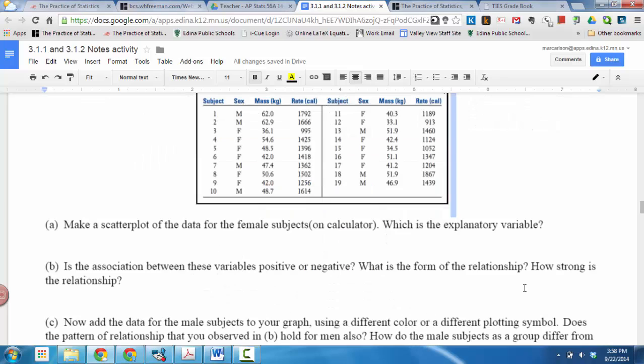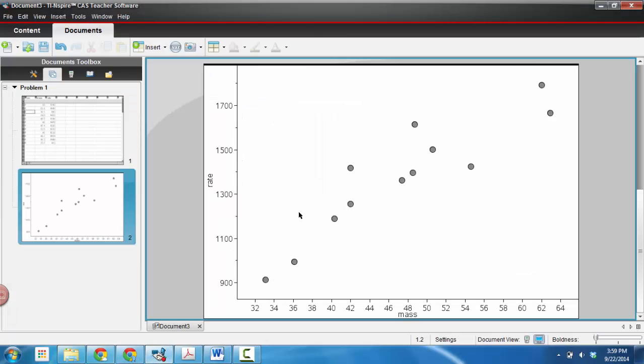The second part of the question asks us, is the association between the variables positive or negative? So let's take a look at our data points in the scatter plot, and we're just doing an eyeball look here. But it appears that as we move up the scale in mass, at the same time we move up the scale in metabolic rate. And so what that tells us is that there is a positive relationship. As one is increasing, the other one is increasing as well. So that would be considered a positive relationship between the 2 variables.